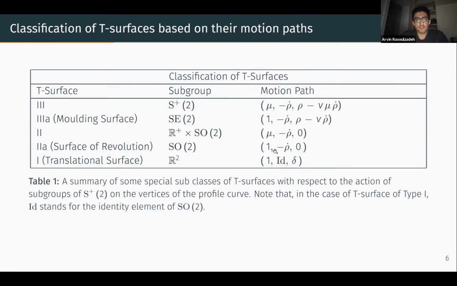Regarding the surface of revolution, we see that we only have the rotation, and if we add the scaling, then we obtain the T surfaces of type 2. And regarding the moulding surface, we have the translation and the rotation part. And if we add the scaling, so if we have scaling, rotation, and translation, which is the most general case for us, we obtain the T surface of type 3.